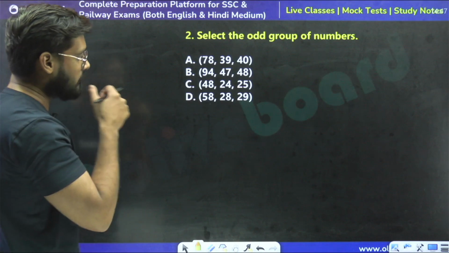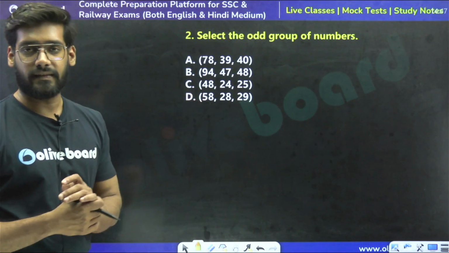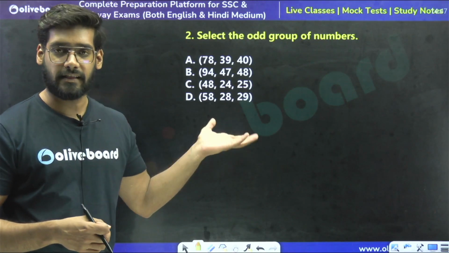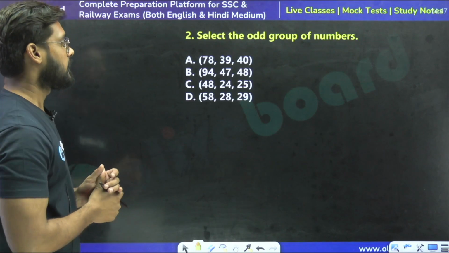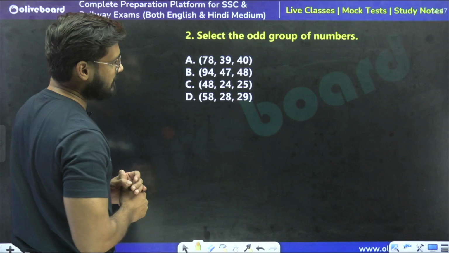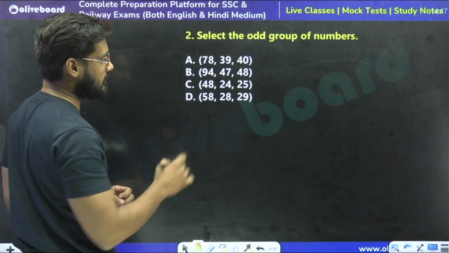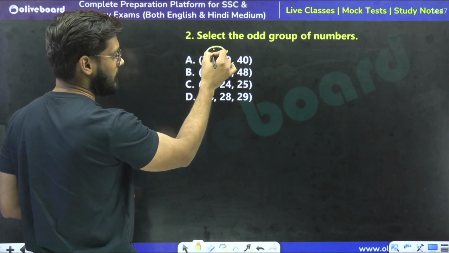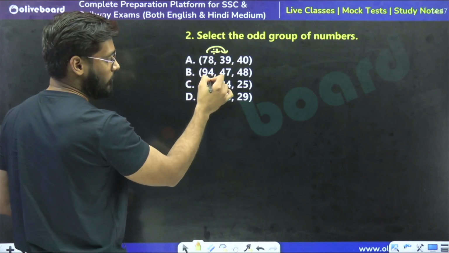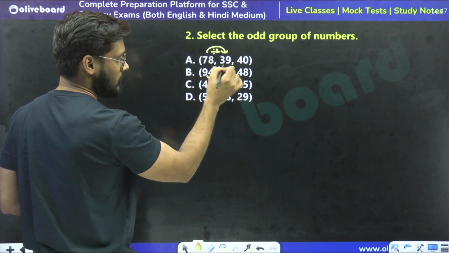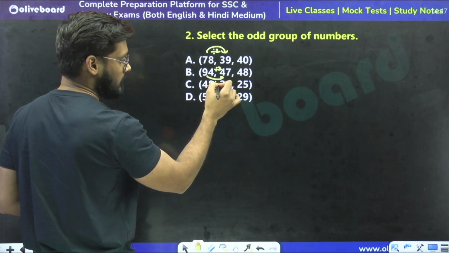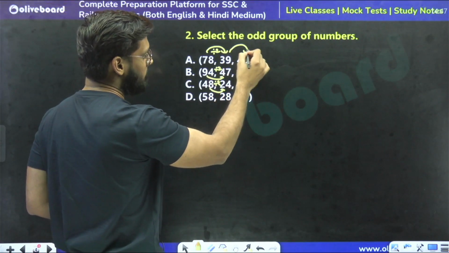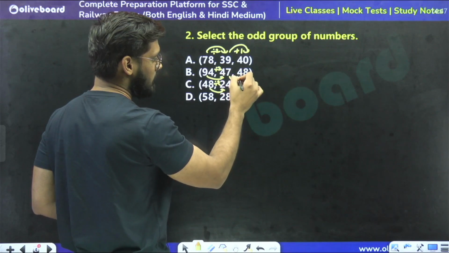Second question on our screen, we need to find the odd group of numbers from the given set of numbers. Try to solve it by yourself by pausing the video till then I am writing the solution. See, in each set of numbers, we can see that the first number is the half of the second one, divided by 2. 94 is divided by 2 again. 48 is divided by 2 again, right? And we see that the second number has been added by plus 1.